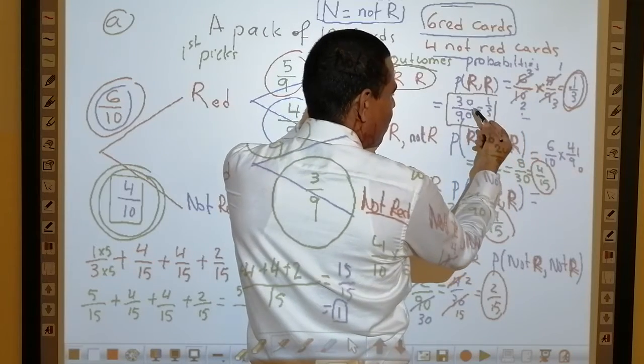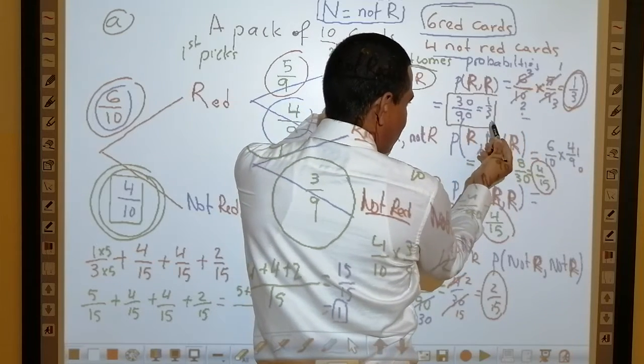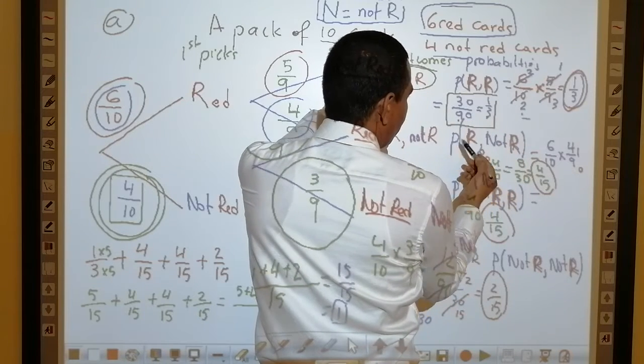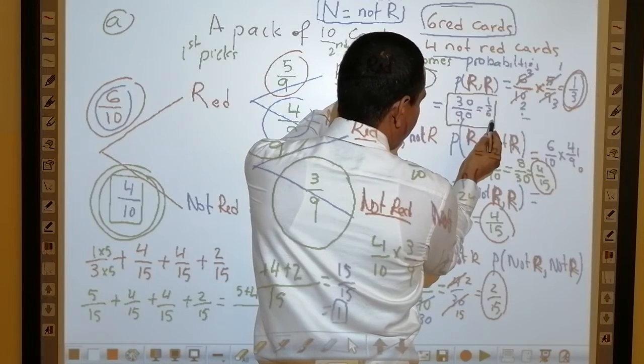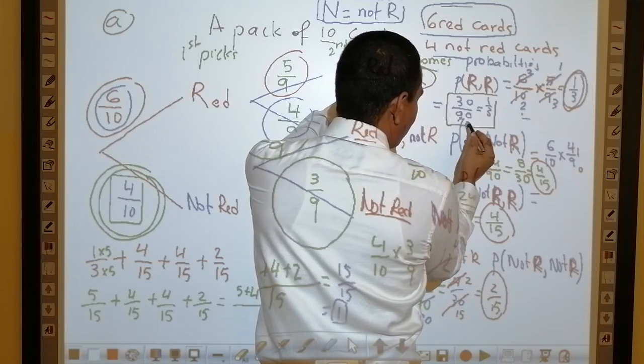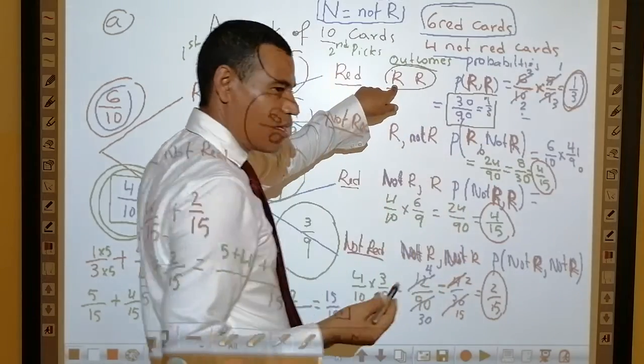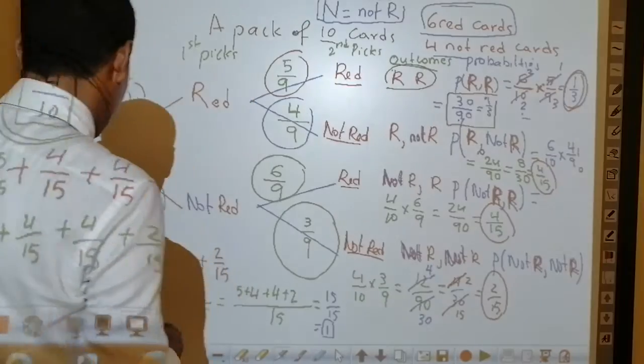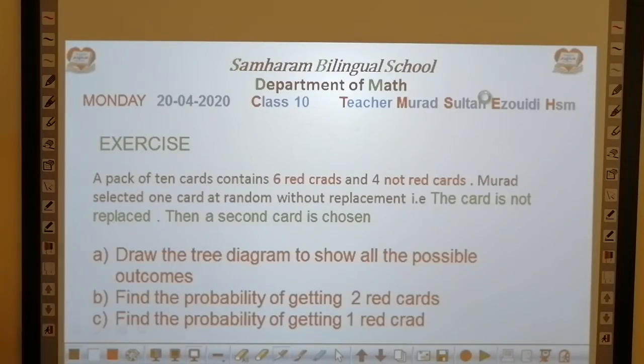Okay? These are equivalent fractions, also called a true proportion. If you multiply 30 by 3 it gives 90, and 1 multiplied by 90 equals 90, so it's called a true proportion. Be careful. Okay? So, the next.